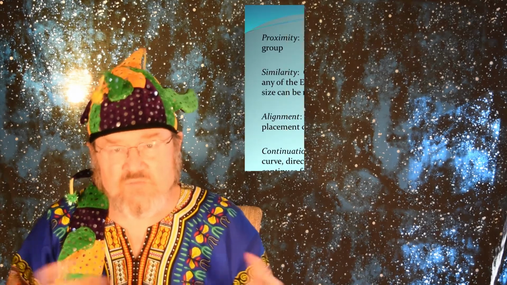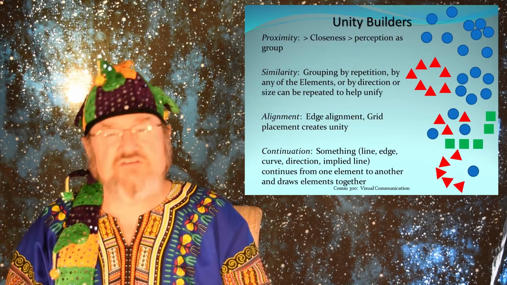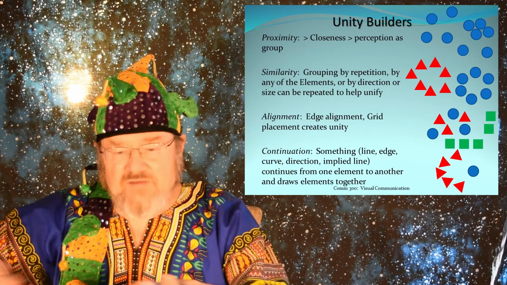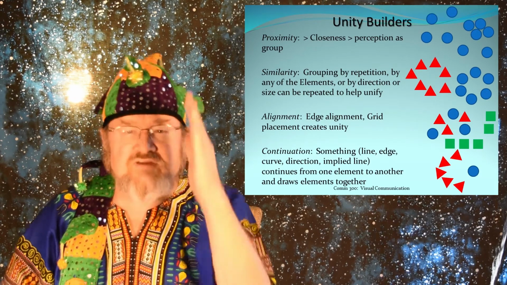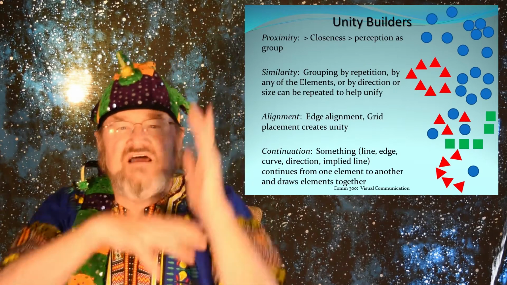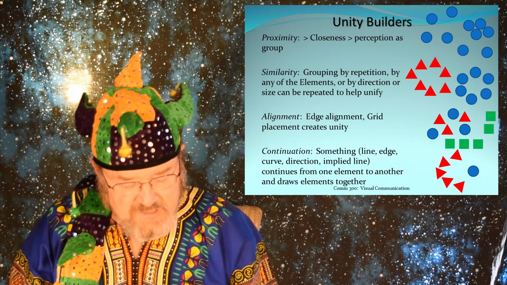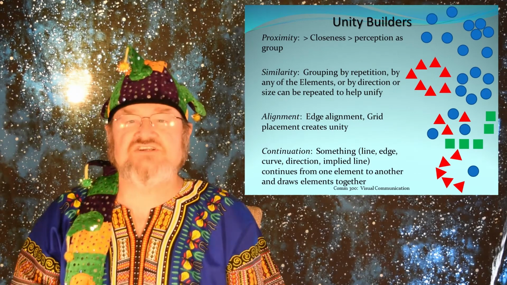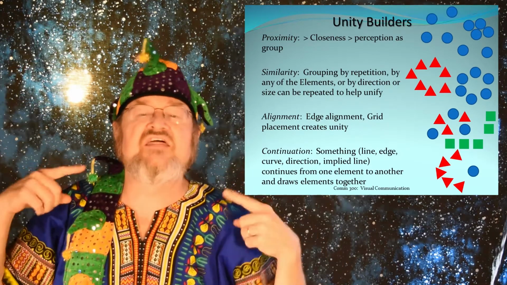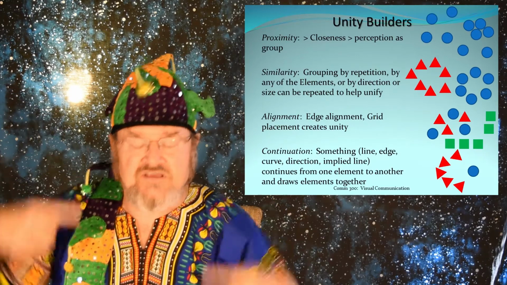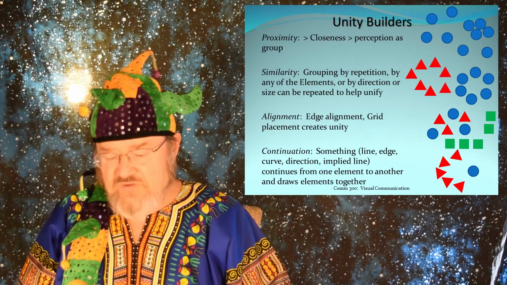So things that cause unity are things like proximity, what's close together. Things that are similar. If you're alike, then you're distinguished from other things. If you're aligned, if everything is kind of in a line, then you have some unity. And continuation. If everything is pointing towards something, then that can also provide unity by focusing on one thing.